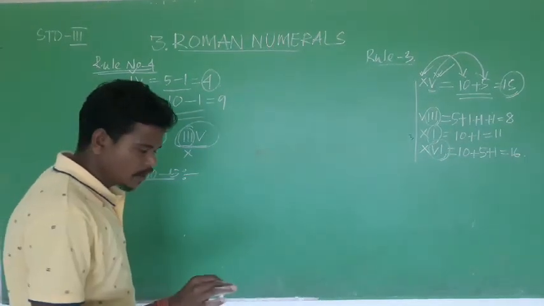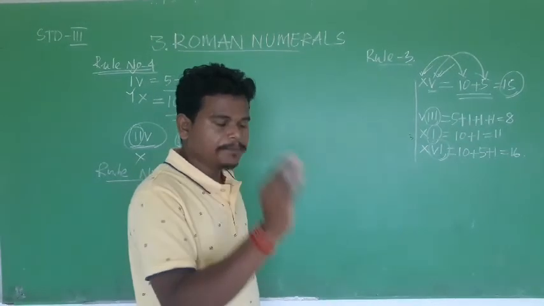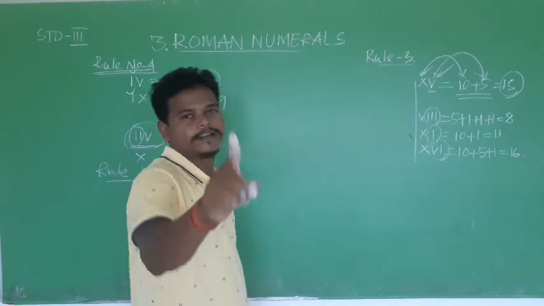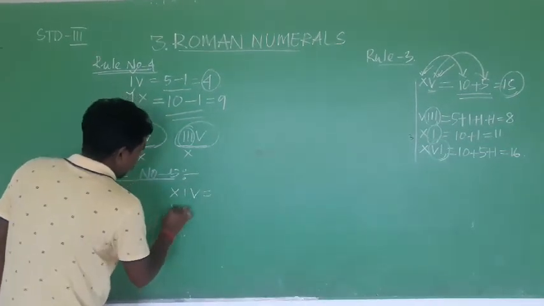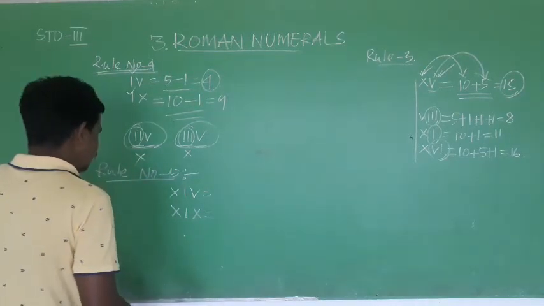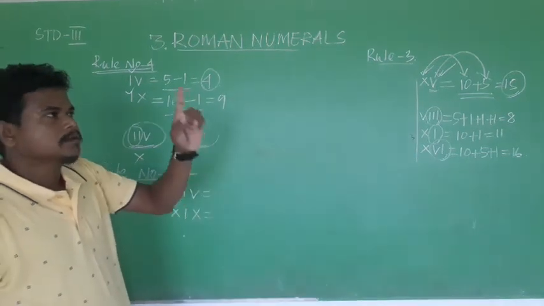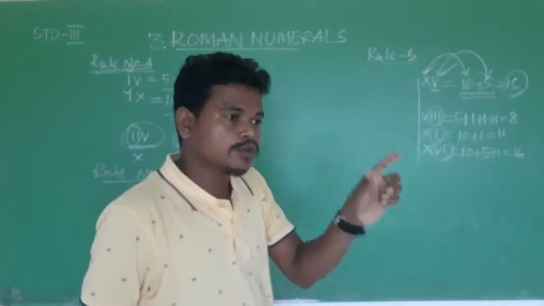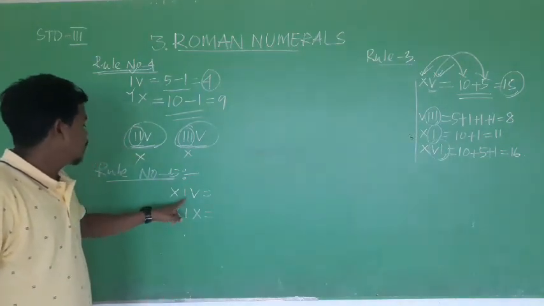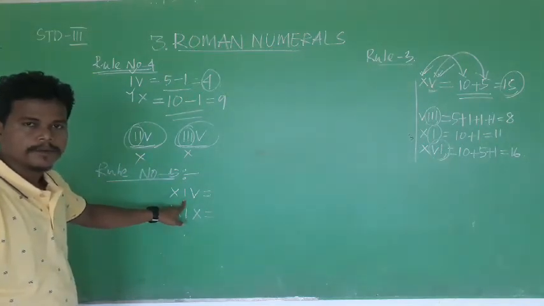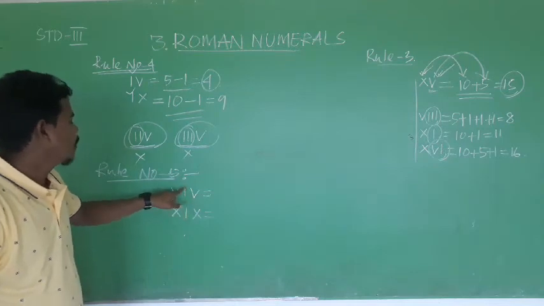That is why I am telling rule number 5. Listen. Rule number 5 says, if numerals are placed between two numerals of greater value, between the two numerals of greater value, that is XIV, XIX, or like this, then the middle numeral will be subtracted from the numeral placed on the right of it.